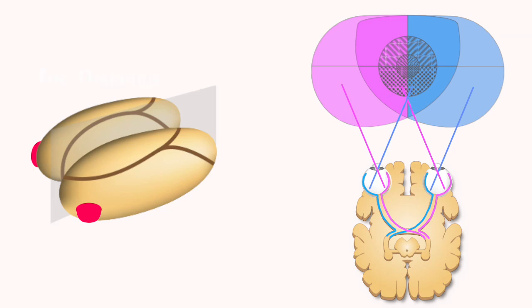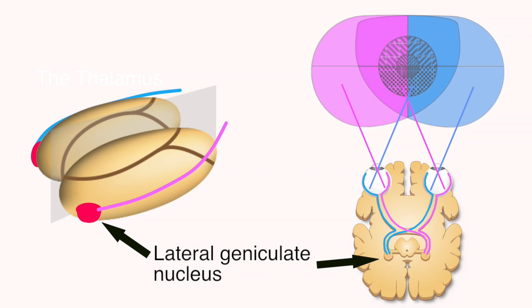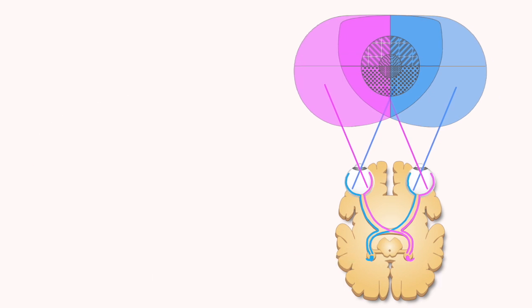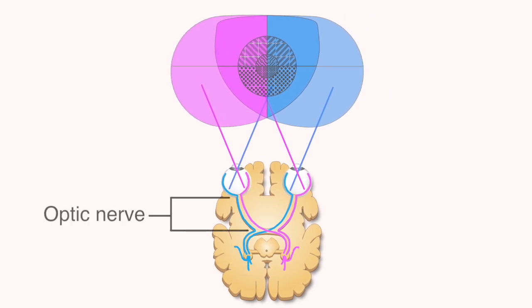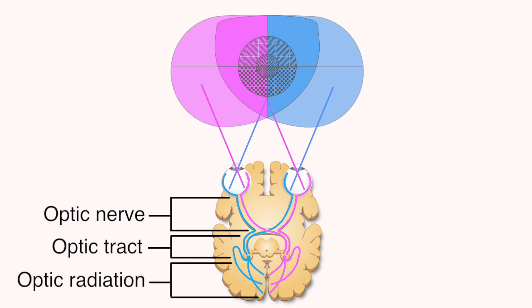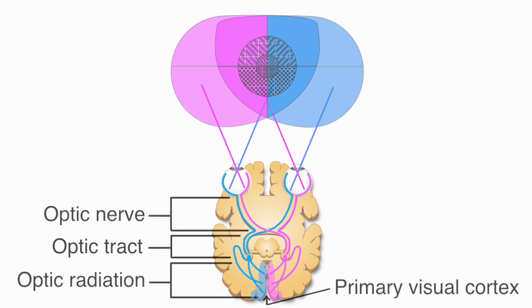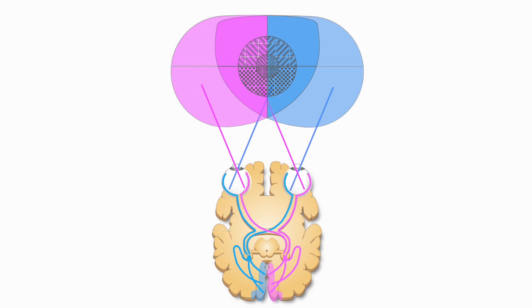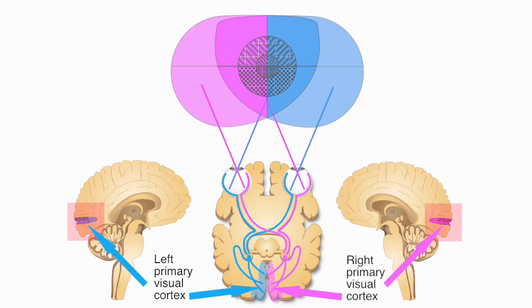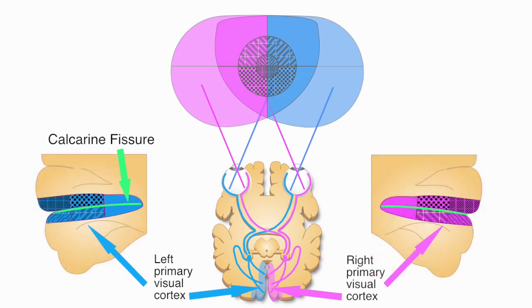The majority of the optic tract loops around the cerebral peduncle to enter the lateral geniculate nucleus of the thalamus. Here, the optic tract fibers synapse with the third-order sensory neurons, whose cell bodies are located within the lateral geniculate nucleus. The axons of these third-order neurons form the optic radiation, which relays the visual information to the primary visual cortex. The majority of the primary visual cortex is located on the medial surface of the occipital lobe along the calcarine fissure, with the remainder located on the posterior surface of the lobe.